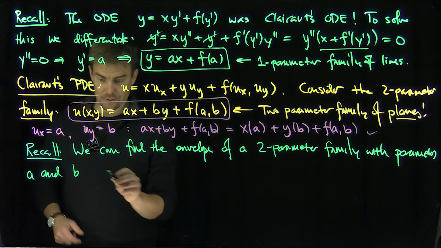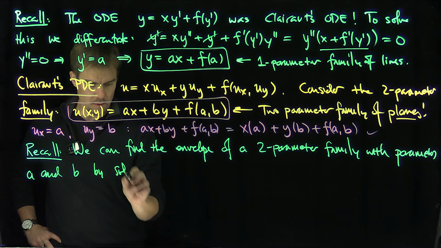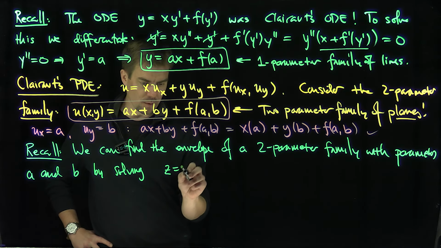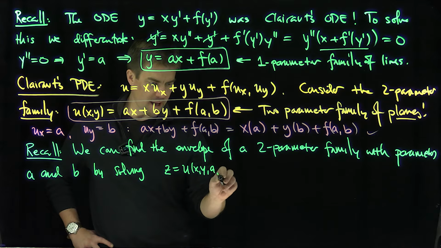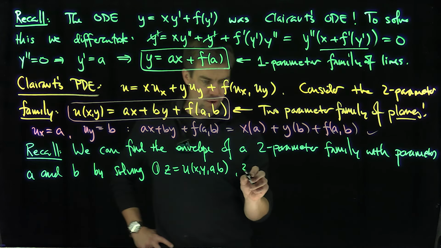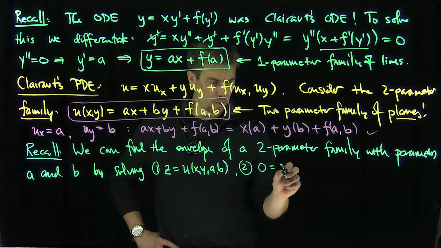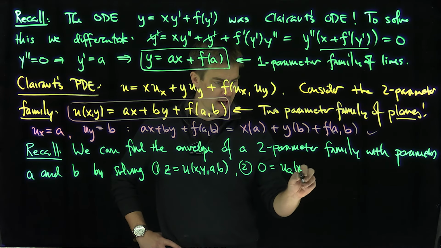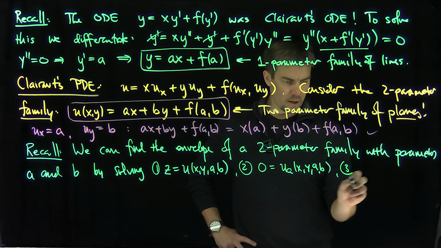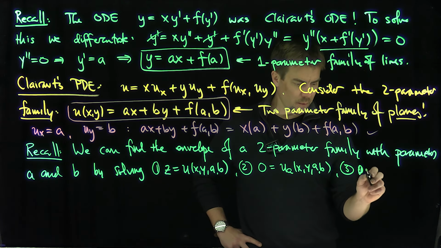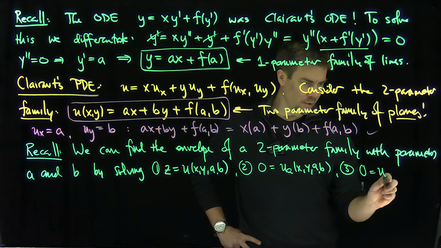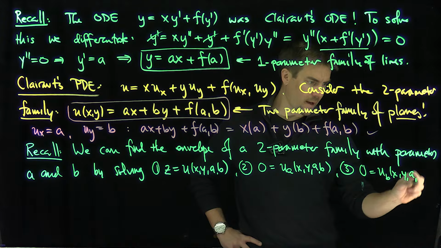By solving these three equations. Say, for example, your surfaces are z is equal to u of x, y, a, and b for your parameters. Then you would have this equation over here, that's equation 1. Then equation 2 you'd have to solve is 0 is equal to u_a, the derivative with respect to a, of (x, y, a, b). And then the third equation would be 0 is equal to u_b (x, y, a, b), right?